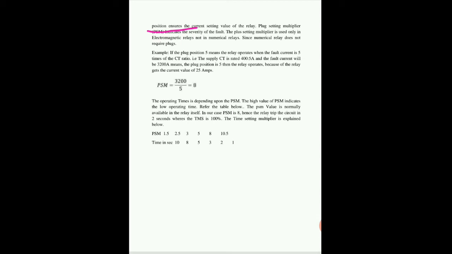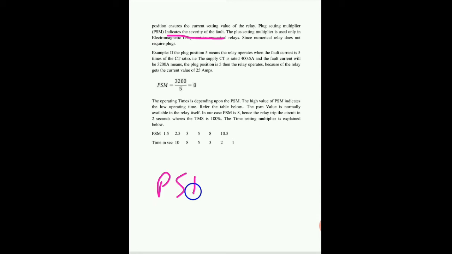You will understand this now. What is the significance of plug setting multiplier? The significance is that we have to set the current setting. How can you set the current setting? We have to add resistance in series, and by plugging the resistance we can change the current value. The plug setting multiplier indicates the severity of the fault.